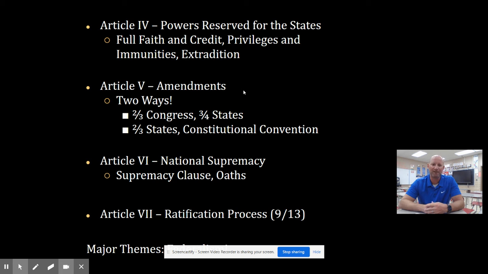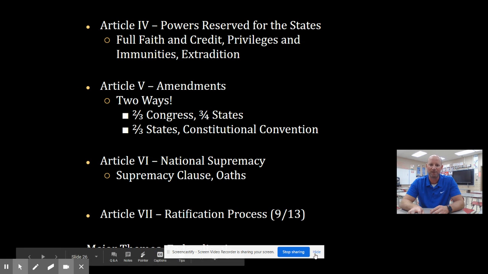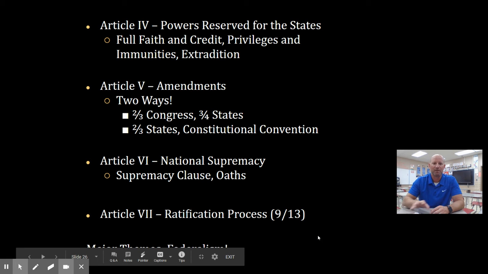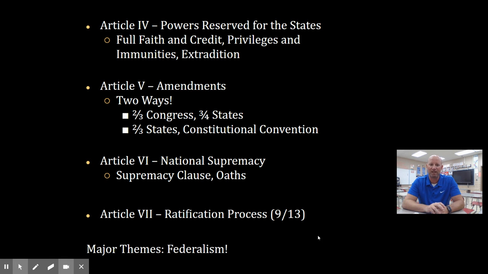And then Article 7, which today is pretty moot. This deals with the ratification process. We needed 9 of 13 states to ratify this document to make it the supreme law of the land, which it did happen. So now Article 7 is moot right now. So it's pointless.